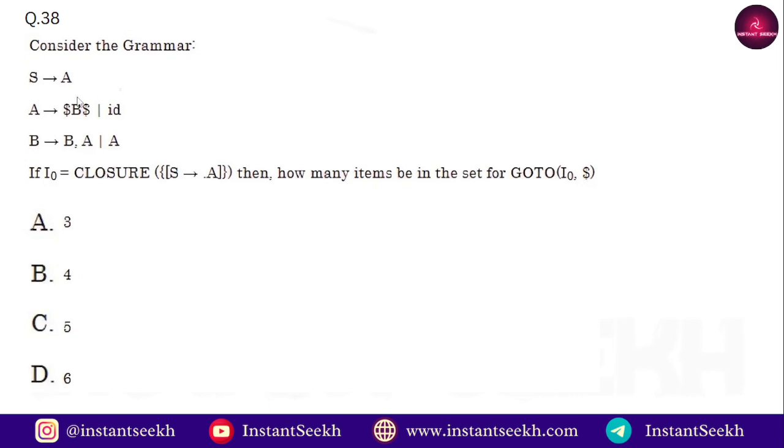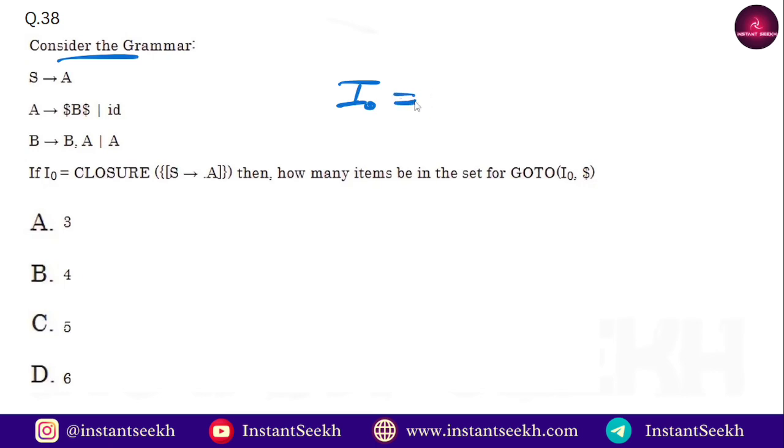Consider the grammar. We have a grammar given. Now to determine how many items will be in the set of goto, if I is the closure, the closure set is given. So the first step is to compute the closure, that is I0, which we need to calculate first of all.